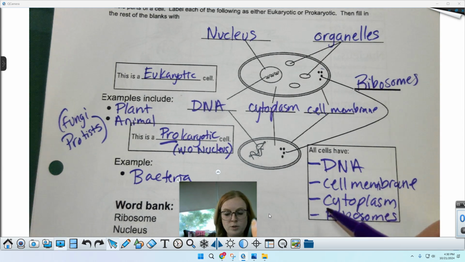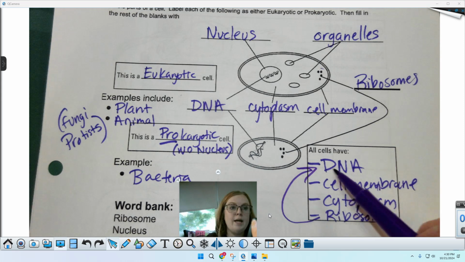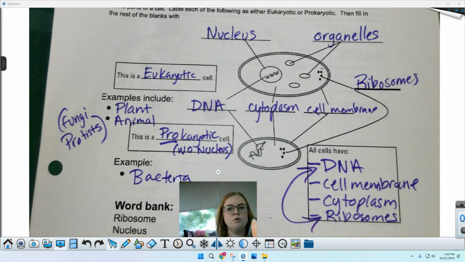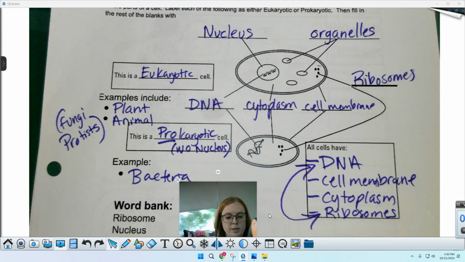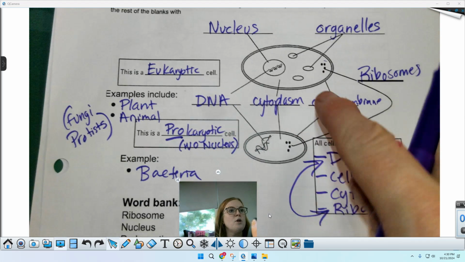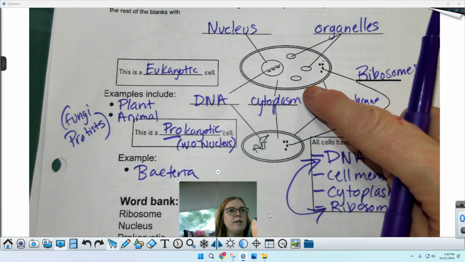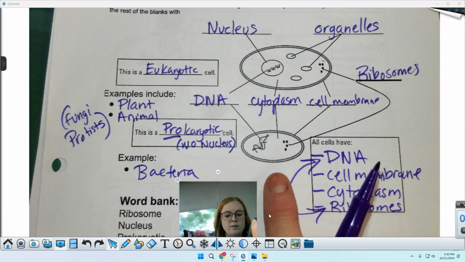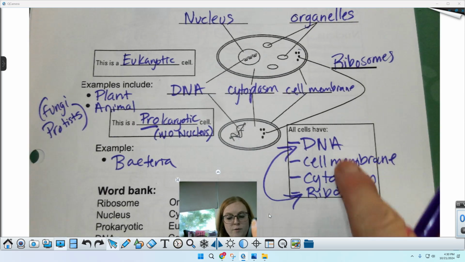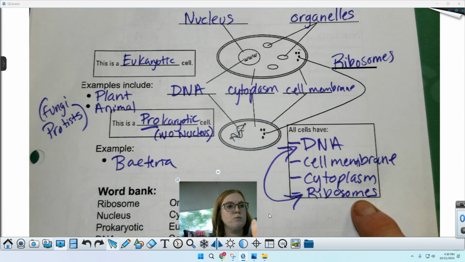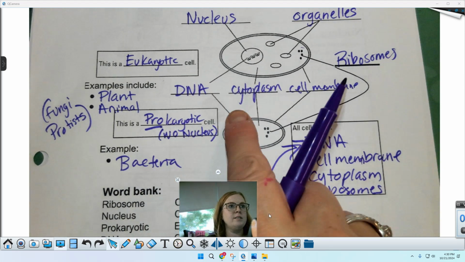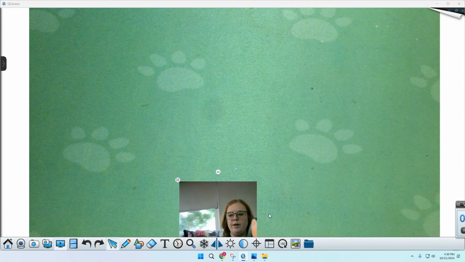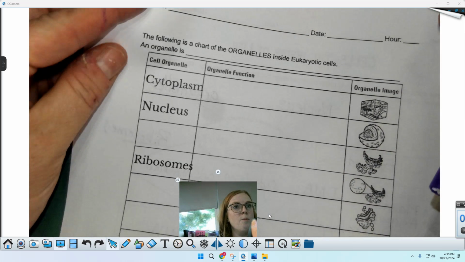So if you have DNA, you must have ribosomes in order to convert that message from DNA into proteins. So 2 main types, eukaryotic cells with a nucleus, prokaryotic cells, no nucleus. All of them have DNA, membrane, cytoplasm, ribosomes, and bacteria is the best example for a prokaryotic cell.